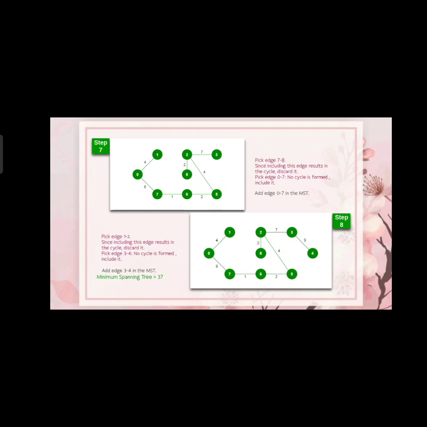So now we have to add the weights. First, 0 to 1, 0 to 7, 7 to 6, 6 to 5, 5 to 2, 2 to 8, 2 to 3, and 3 to 4. So the total weight of the minimum spanning tree is 37.